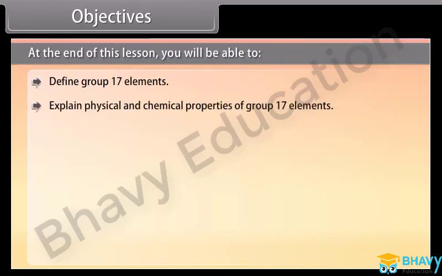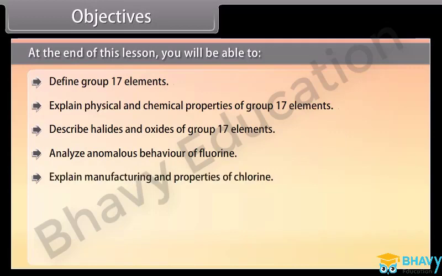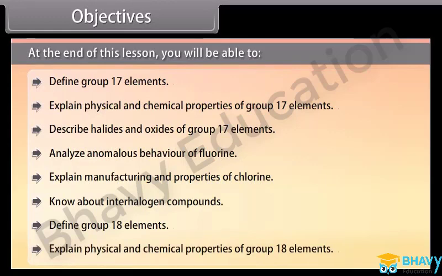Objectives. At the end of this lesson, you will be able to define group 17 elements, explain physical and chemical properties of group 17 elements, describe halides and oxides of group 17 elements, analyze anomalous behavior of fluorine, explain manufacturing and properties of chlorine, know about inter-halogen compounds, define group 18 elements, explain physical and chemical properties of group 18 elements.